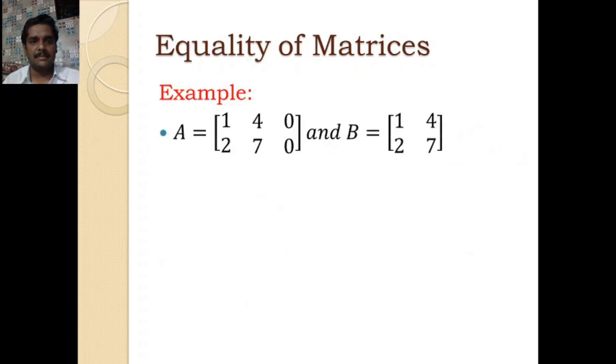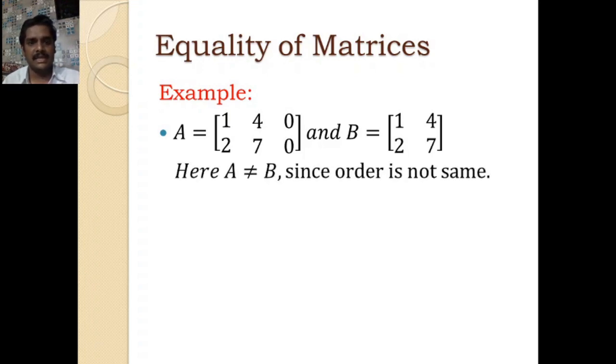So here is my example number 2. If you recall, we need to check order first. The order of matrix A is 2 by 3 and the order of matrix B is 2 by 2. So the orders are different, and once the orders are different, we need not worry about the elements. Once condition number 1 is not satisfied, we need not worry about condition number 2. On this basis, we can say the two matrices are not equal. So here A is not equal to B since the order is not the same.